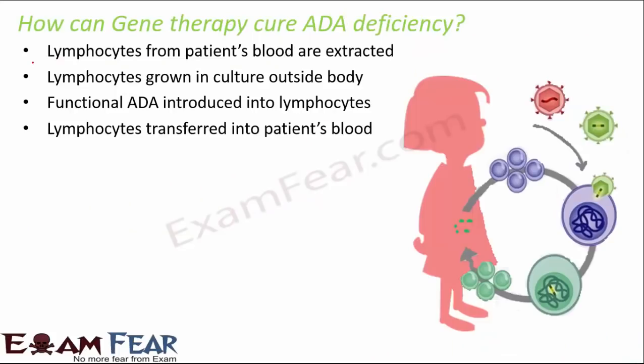So how can gene therapy cure ADA deficiency? Lymphocytes from patients' blood are extracted. What are lymphocytes? These are white blood cells with a single round nucleus. They are part of the lymphatic system. And these lymphocytes are grown in culture outside the body. Functional ADA is introduced into the lymphocytes. The lymphocytes are transferred into the patient's blood. So once we transfer functional ADA, what happens? Once the lymphocytes get inside, they multiply and the ADA deficiency is removed.